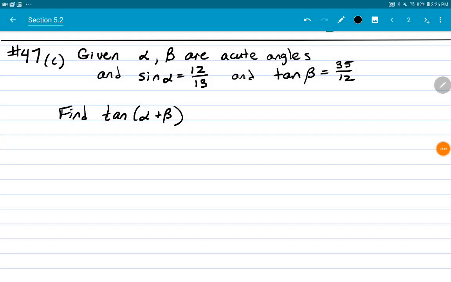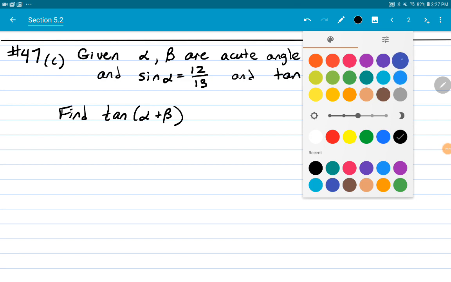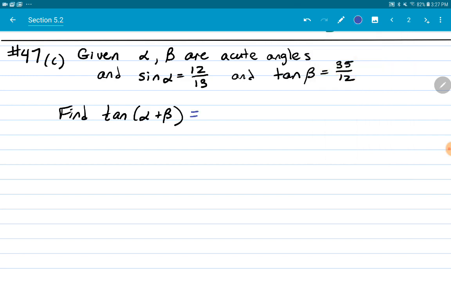Okay, so let's start by recalling what the formula for the tangent of alpha plus beta is. That is tangent alpha and tangent beta with the same sign in the numerator, and tangent alpha times tangent beta, 1 with the opposite sign. So there's our formula, and you can see we need tangent of alpha and tangent of beta. Well, we have tangent of beta, but we don't have tangent of alpha, we have sine. So we've got to use the triangle to find out what tangent is.